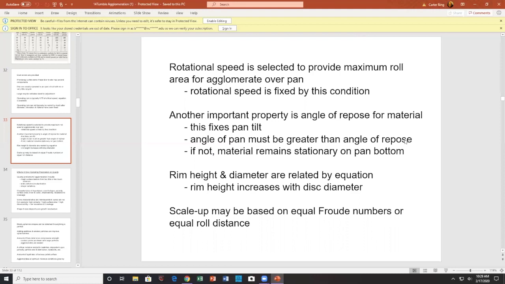Rim height and diameter are related by an equation. Rim height increases with disc diameter. Scale-up may be based upon equal Froude numbers or roll distance. I like roll distance a lot.